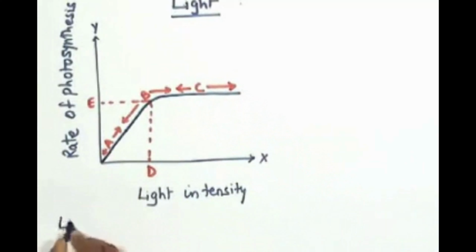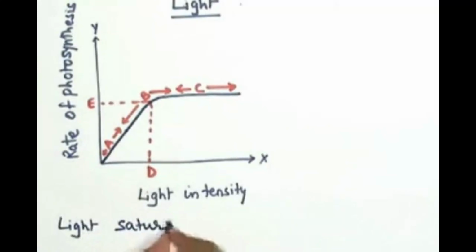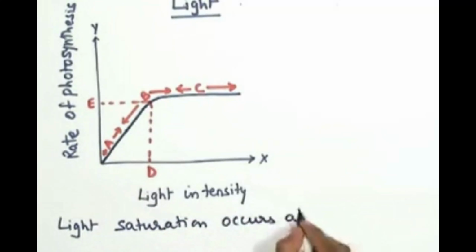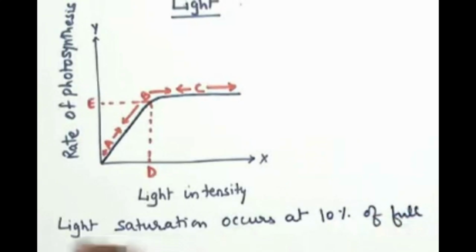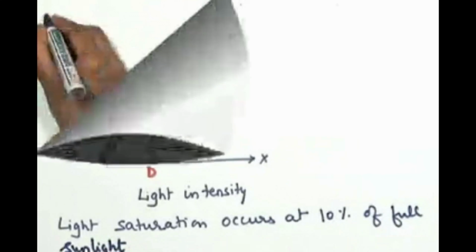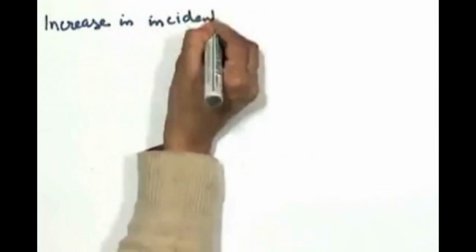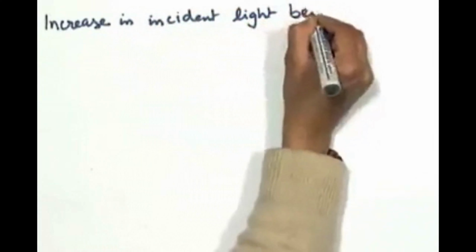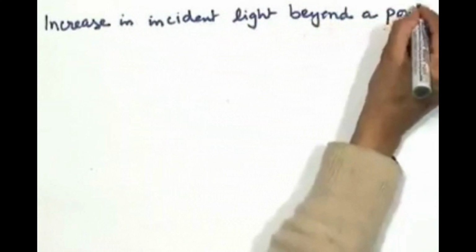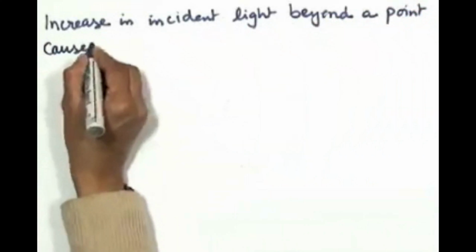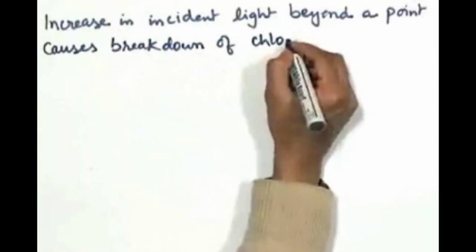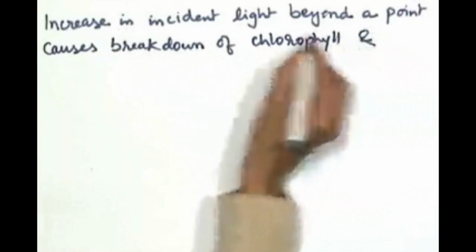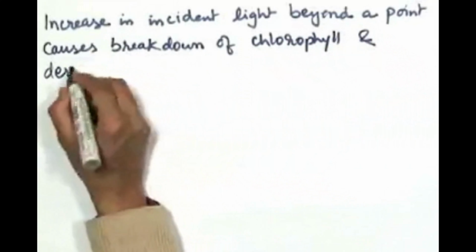Light saturation occurs at 10% of full sunlight. Increase in incident light beyond a point causes breakdown of chlorophyll and decreases photosynthesis rate.